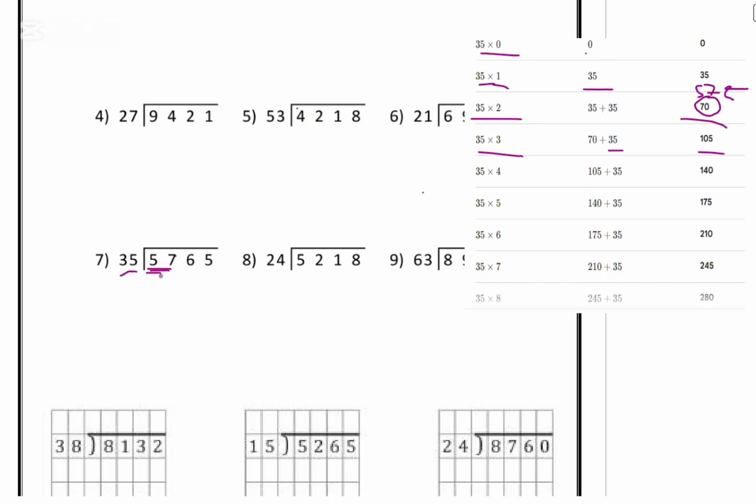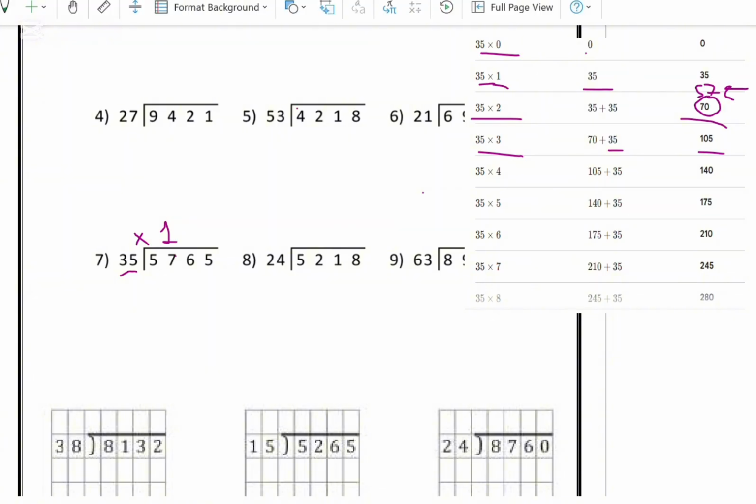Or you can say how many 35 in 57 is going to be, yes, it's going to be 1, only 1. So we put 1. Now we divided, the next step is going to be multiplication. So 35 times 1, this is the time of multiplication step.